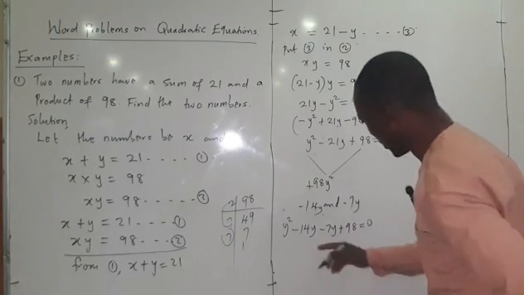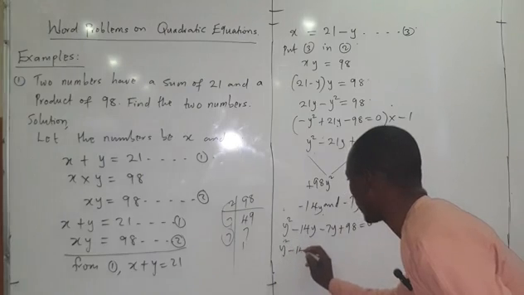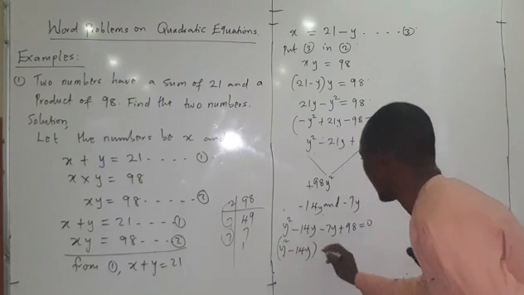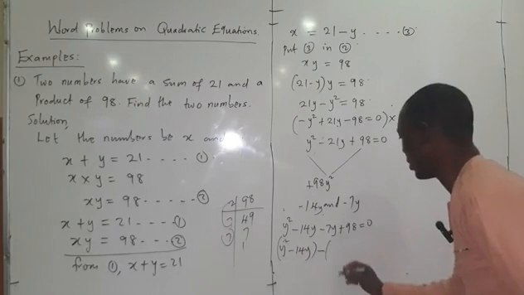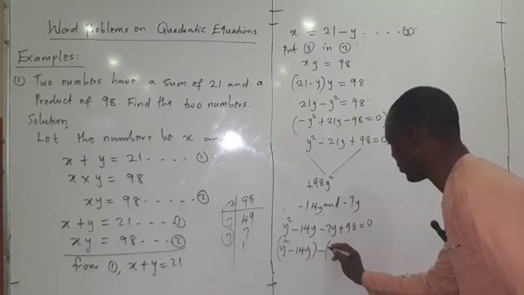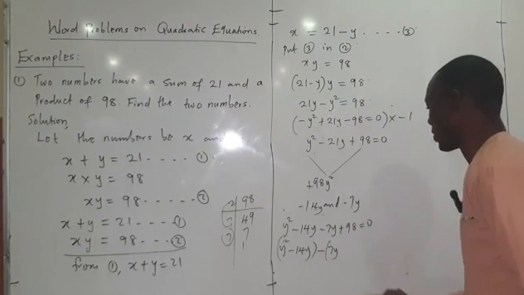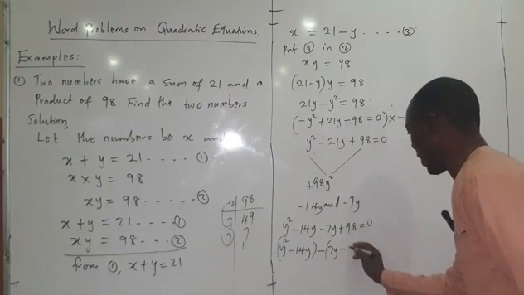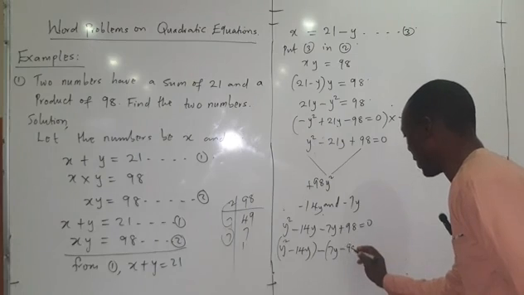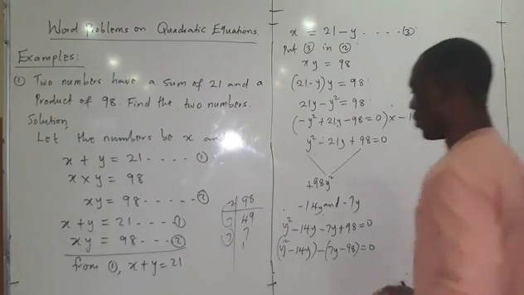We now group this equation. We have y squared minus 14y in brackets, then if you extract minus from minus 7y, you'll be left with plus 7y. Then extract minus from plus 98 again, it will be minus 98, equals 0. The next thing to do is to look for the common factor.